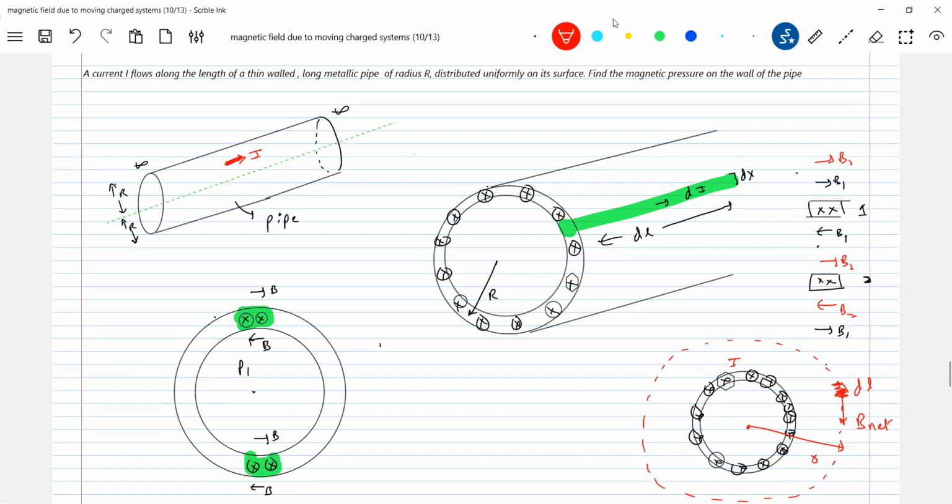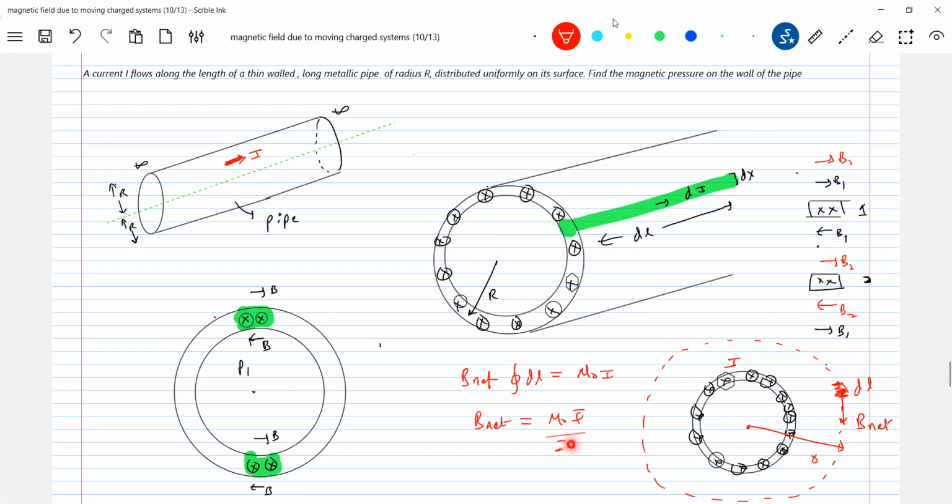According to Ampere's law, what is B net? B net times the integral of dl should be equal to mu naught times the net current enclosed. Of course, the current I is flowing, but what is the net current enclosed? It is I only. And what are you going to write? B net equals mu naught I by 2 pi r.